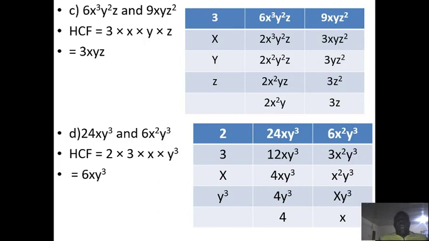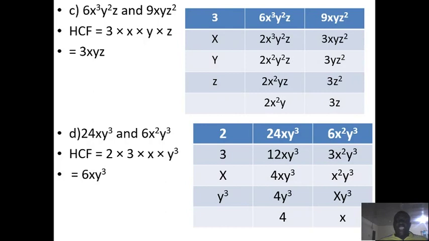So the next one is what? 24xy cubed and 6x squared y cubed. So the first thing we look at is 2. 2 into 24 will give us 12. 2 into 6 will give us 3. 3 into 12 will give us 4. 3 into 3 will give us what? 1. So the variables are what? Xy cubed and x squared y cubed.